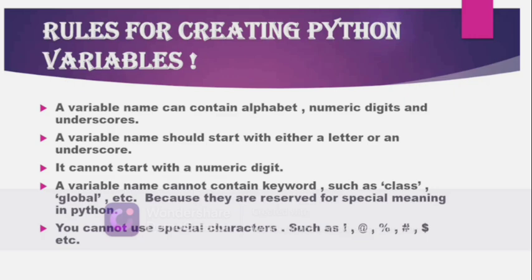A variable name cannot contain a keyword such as class, global, etc., because they are reserved for special meaning in Python. They have special meaning in Python, so we cannot use these keywords, class, global. Also, you cannot use special characters such as exclamation mark, hashtag, percentage, at the rate, dollar sign, etc. So these you cannot use in your variable names.